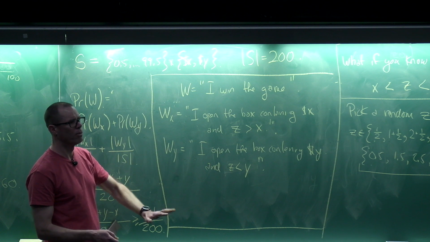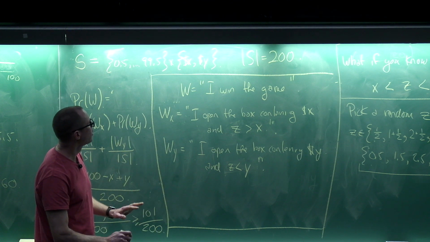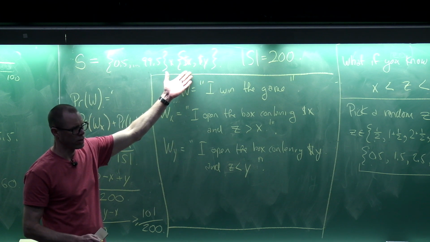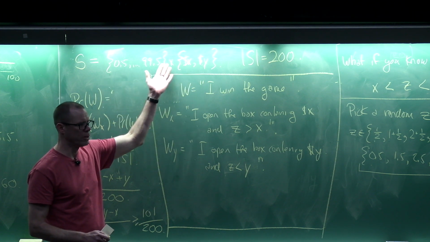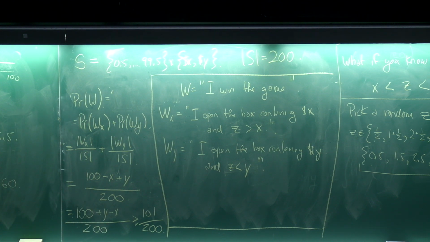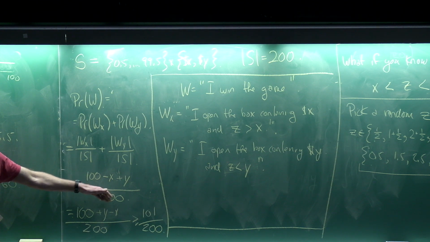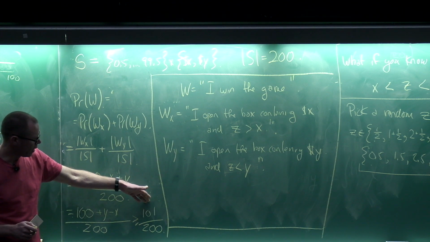So once X and Y are fixed and they're put in their boxes, then this is the randomization that happens. This is the probability space that we're working in. And the only place where X and Y ever come into it is if you want to know the exact probability of winning, it's actually 100 plus the difference between X and Y, which I can always guarantee is at least 101.